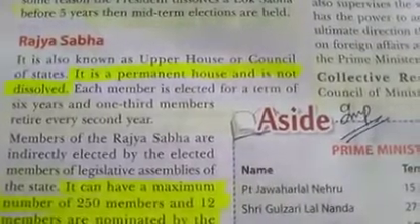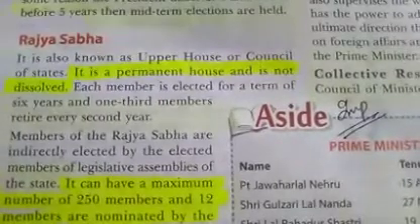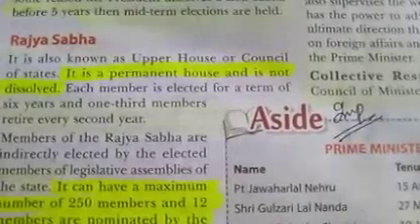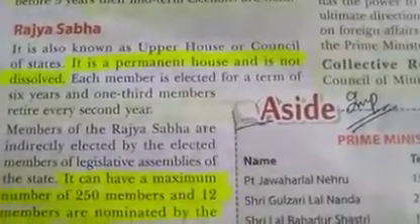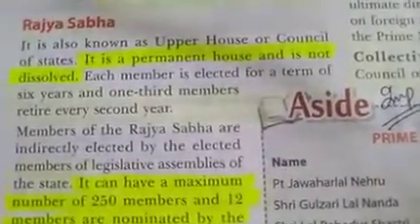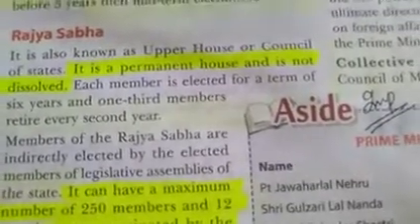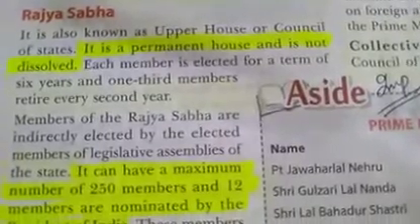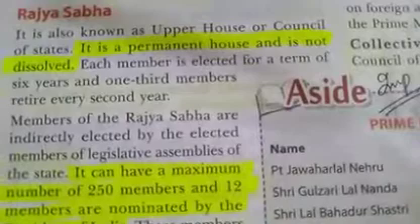Each member is elected for a term of 6 years and 1/3 members retire every second year. So 1/3 of the members who are of the age of retirement get retired every second year. And each member can serve here for 6 years. Members of the Rajya Sabha are indirectly elected by the elected members of legislative assemblies of the state. So, in Rajya Sabha, indirect election is conducted.